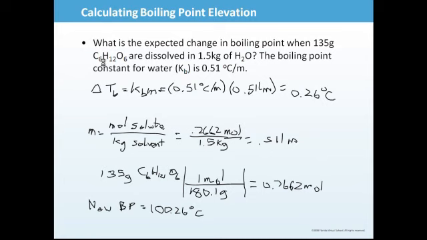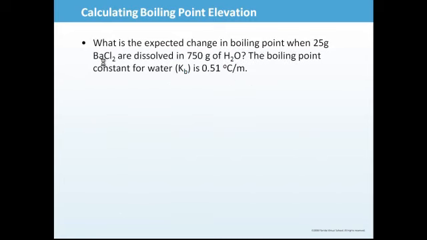So let's look at a situation where it does break up into those ions and see how that would slightly change our calculations. Alright, what is the expected change in boiling point when 25 grams of BaCl2 are dissolved in 750 grams of water? And again, the boiling point constant is 0.51.